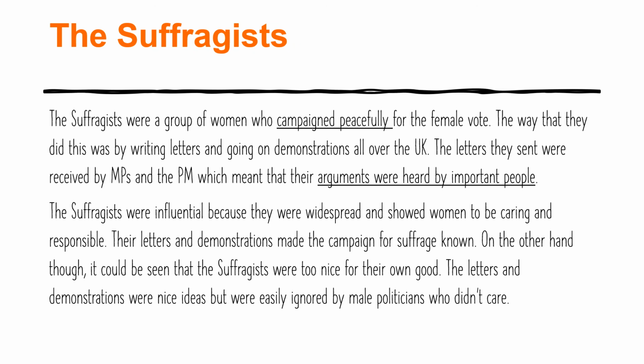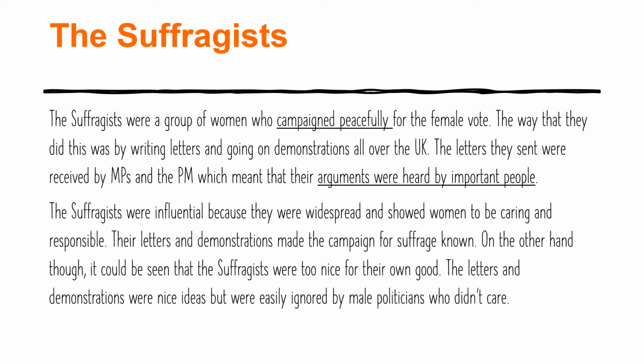And then finally we've got the suffragists, the women that campaigned peacefully for the female vote. They wrote letters, they went on demonstrations, and their letters were sent and received by MPs and the PM, or the Prime Minister, which meant that their arguments were heard by important people. They were really influential and they showed that women could be both caring and responsible, and their letters made the campaign for the suffrage known.